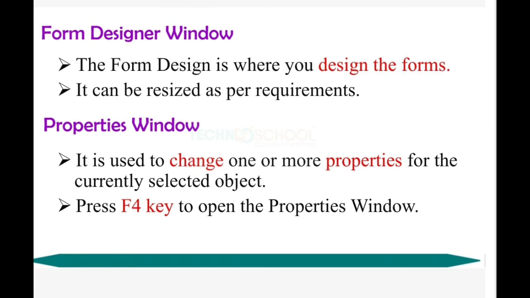The shortcut key for displaying the properties window is the F4 key. When you press F4 on the keyboard, you will get the properties window. So, is it clear what the properties window is? It is used to change one or more properties for the currently selected object. The object can be a text box, a label, a timer control or a picture box. You can change its properties, such as background color, text color and size. So it is called the properties window. The shortcut key F4 is used for displaying it.